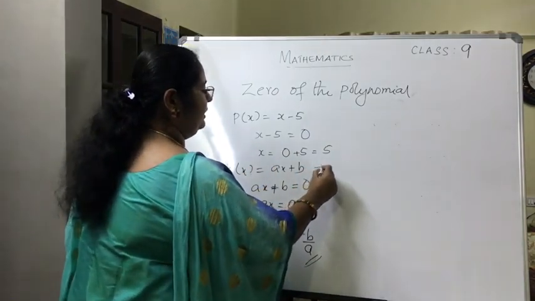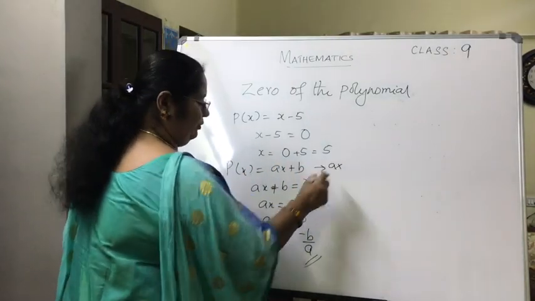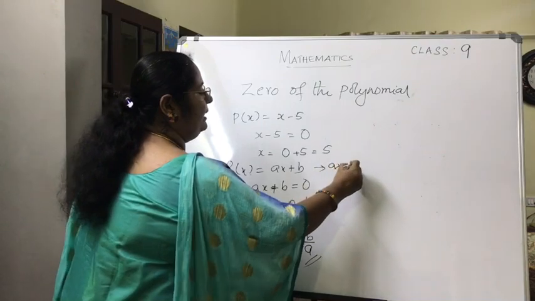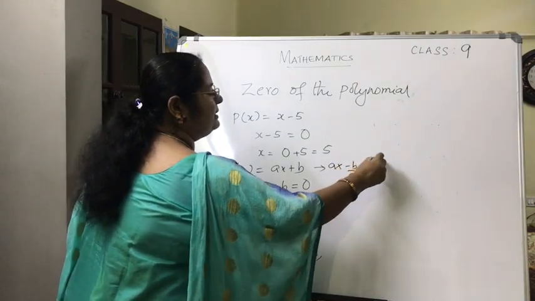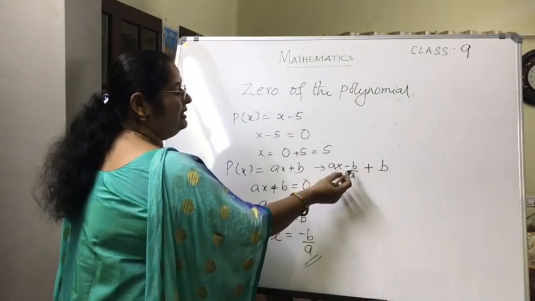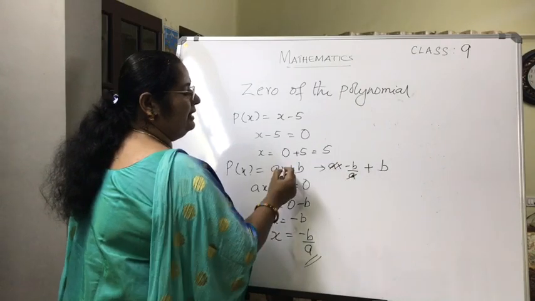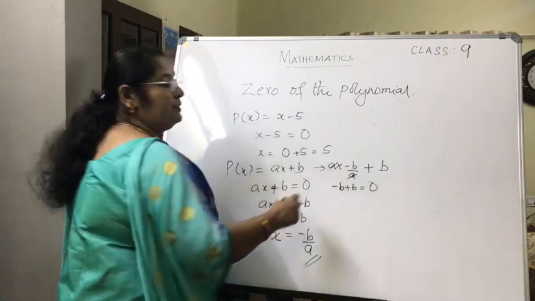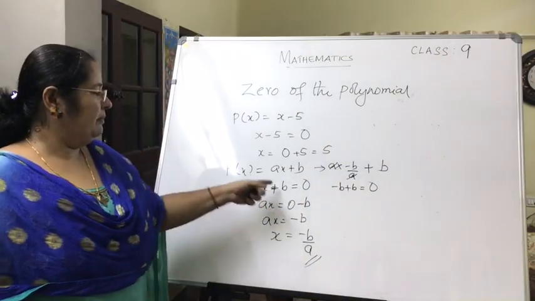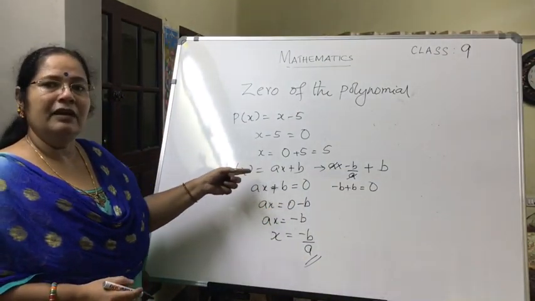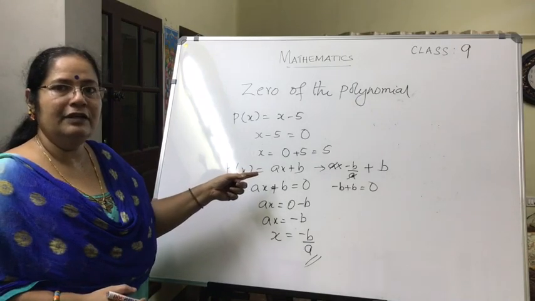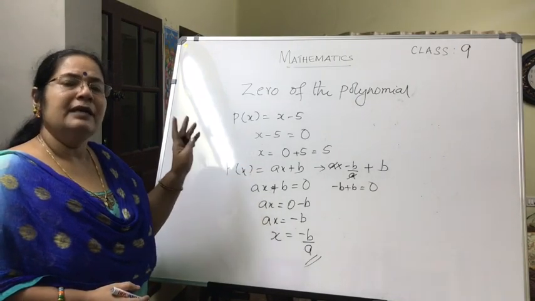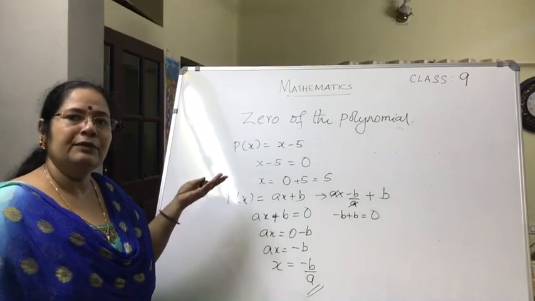So, let us substitute here a into, what is the value of x? Minus b by a plus b. A into minus b by a, this a and this a gets cancelled. What remains? Minus b plus b, which is equal to 0. So, minus b by a is the 0 of this given polynomial. Have you understood how to find the 0 of a polynomial? Just equate the given polynomial to 0.